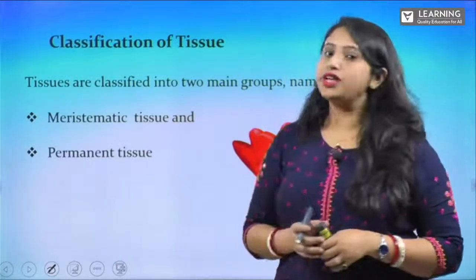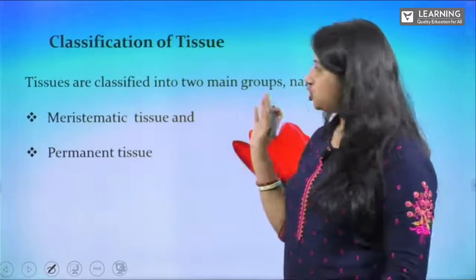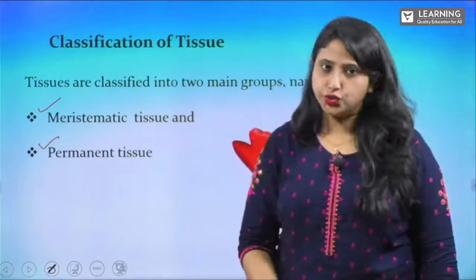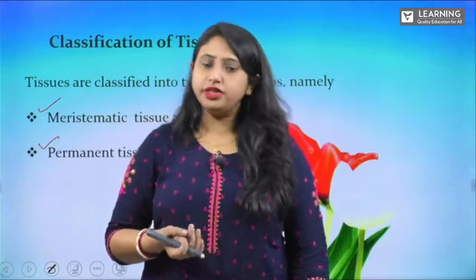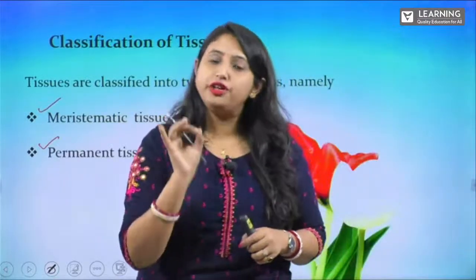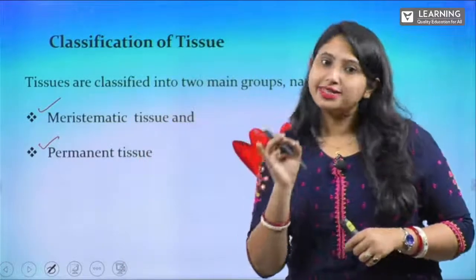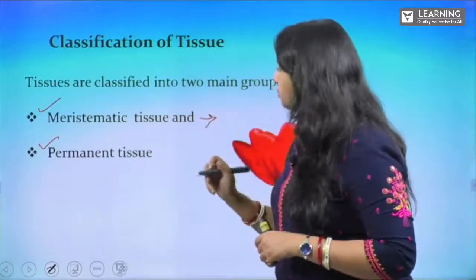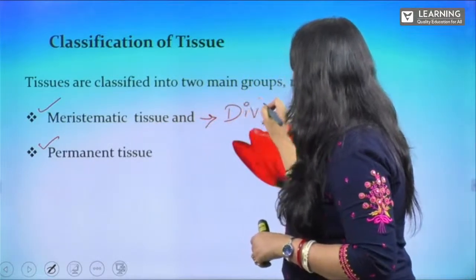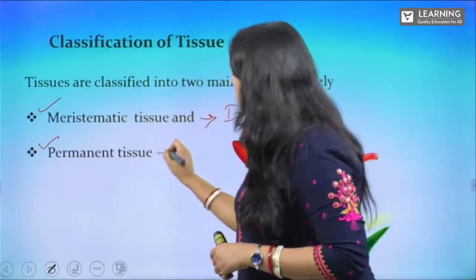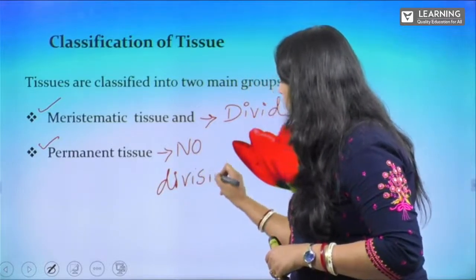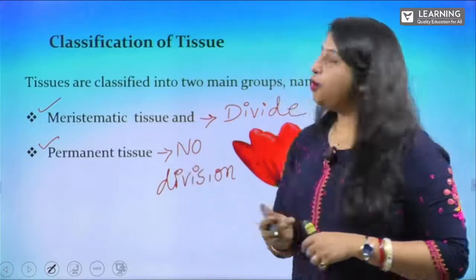Plant tissues are basically classified into two major groups, namely meristematic tissue and permanent tissue. Simple thing you can remember: meristematic tissue has the capacity to divide, whereas permanent tissue lacks the capacity to divide. No division of cells takes place in permanent tissue.